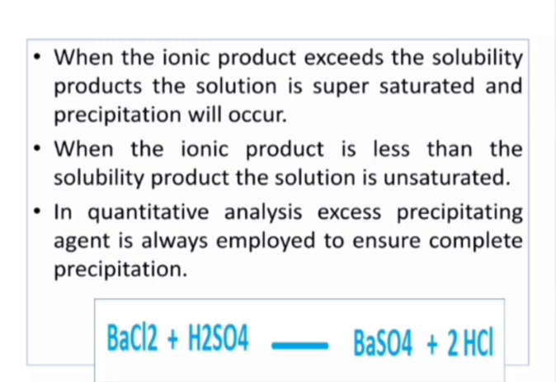When the ionic product exceeds the solubility product, the solution is supersaturated and precipitation will occur. When the ionic product is less than the solubility product, the solution is unsaturated and precipitation will not occur.